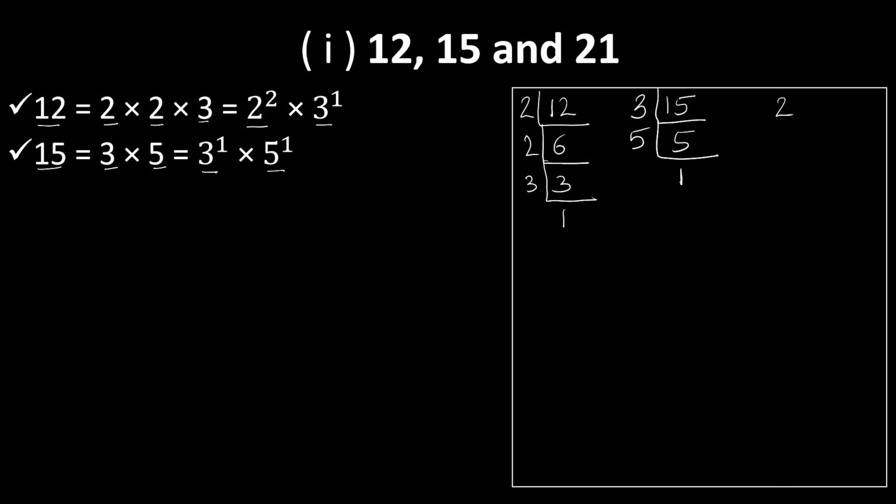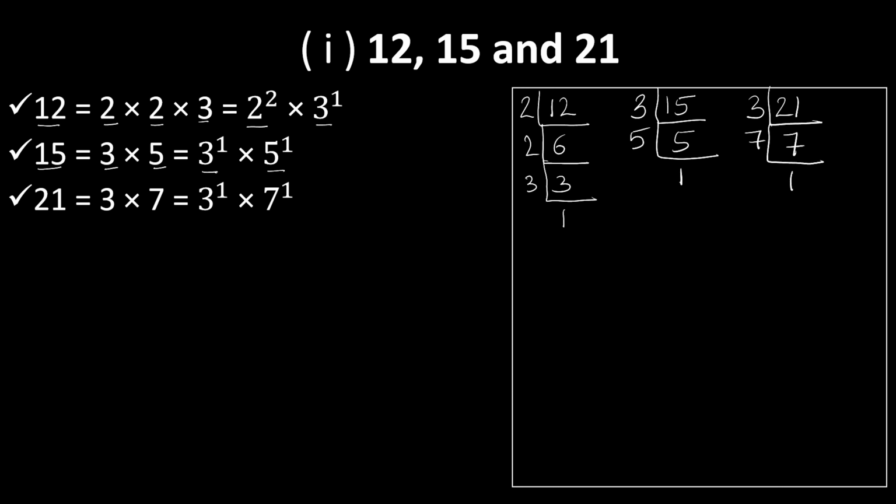We are going to get 21 when divided with 3 will give you 7 as a quotient, and 7 is a prime factor, so we will divide it with 7. We are going to get 1 as a quotient. Therefore, we will be writing 21 equals 3 into 7, which can be written as 3 raised to 1 into 7 raised to 1.